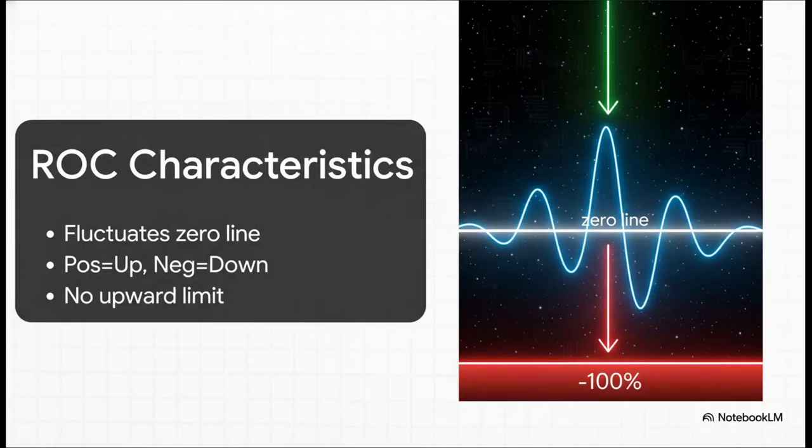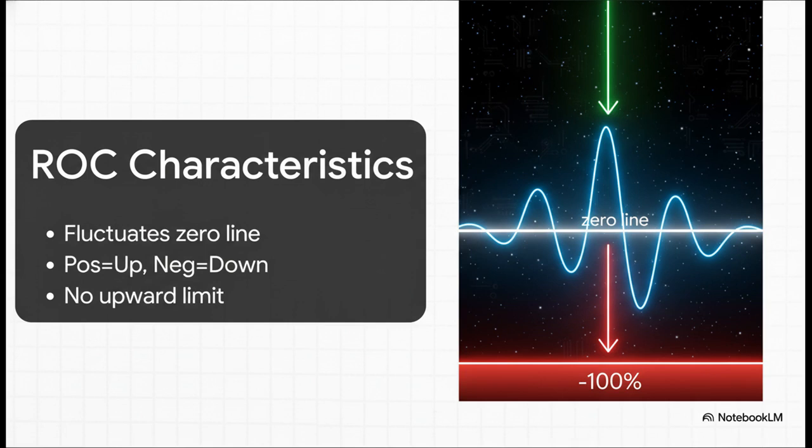Now, notice how the ROC translates that speed into an actual visual structure. It fluctuates above and below a central zero line. Positive values simply mean prices are rising and momentum is pushing upward, while negative values mean prices are falling.